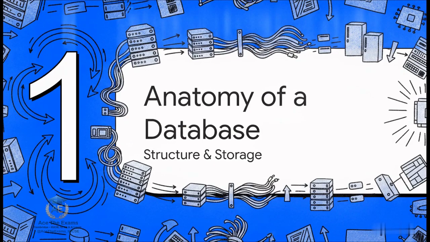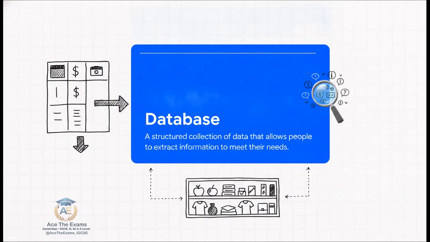Section 1. Anatomy of a database. So let's start with the physical structure. At its core, a database is simply a structured collection of data. It's built specifically so we can pull out exact information whenever we need it. Think about a simple store inventory. You've got descriptions of items, their prices, maybe some pictures. If you just threw all that into a messy text document, it'd be a nightmare to manage, right? But by structuring it, you can actually search, filter, and make sense of the whole shebang.